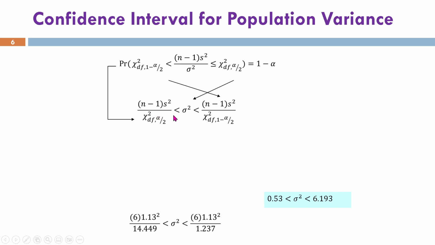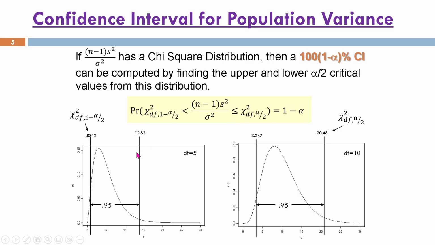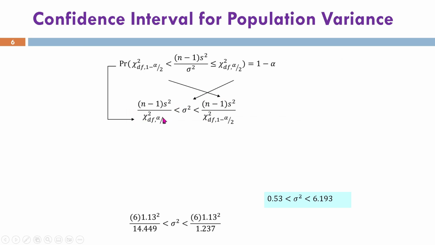We have the formula: the lower confidence limit for the population variance will be n minus 1 times s squared divided by chi-squared df alpha over 2. For alpha over 2, the value is bigger, so dividing by a bigger value, this will be smaller. For 1 minus alpha over 2, the value is smaller, so dividing by a smaller value, we get the bigger value.